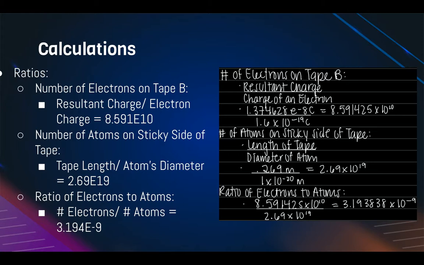Ratios: the number of electrons on tape B is the resultant charge divided by the electron charge. The number of atoms on the sticky side of the tape is the tape length divided by the atom's diameter, which was provided for us. The ratio of electrons to atoms is the number of electrons divided by the number of atoms.